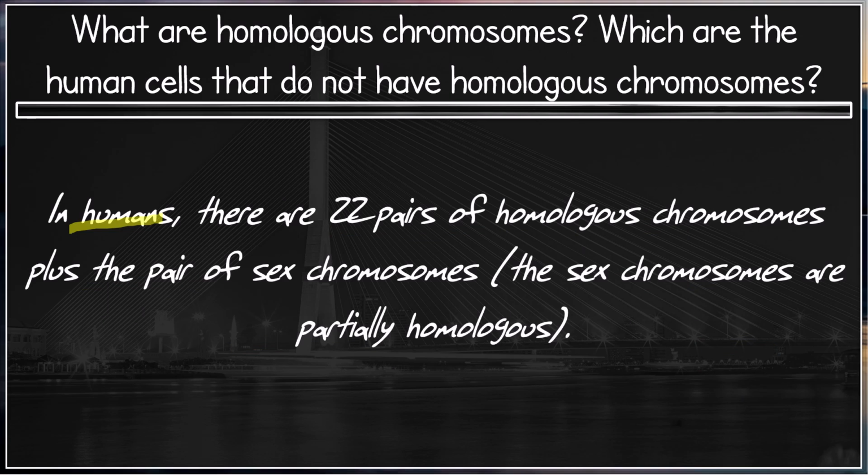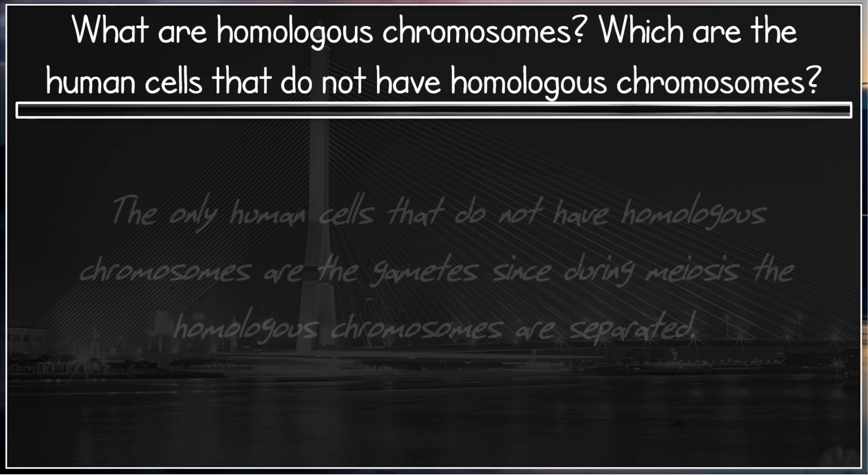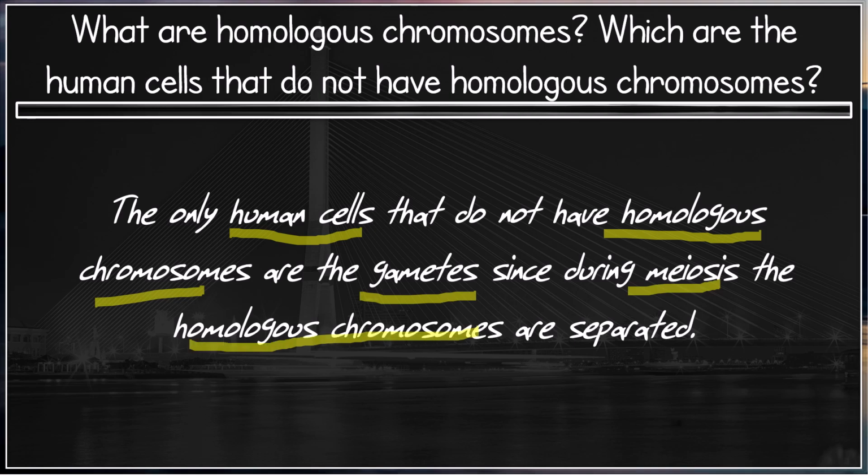In humans, there are 22 pairs of homologous chromosomes, plus one pair of sex chromosomes. The sex chromosomes are partially homologous. The only human cells that do not have homologous chromosomes are the gametes, since during meiosis, the homologous chromosomes are separated.